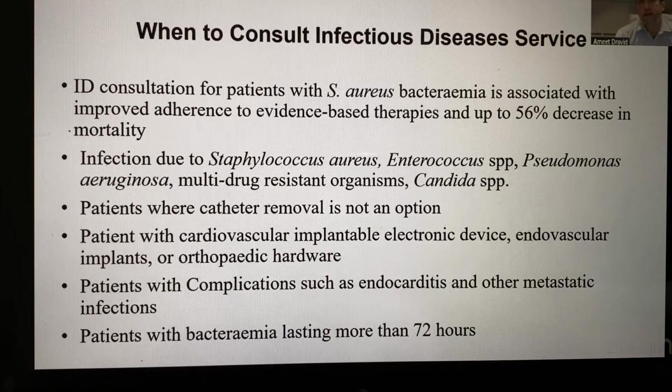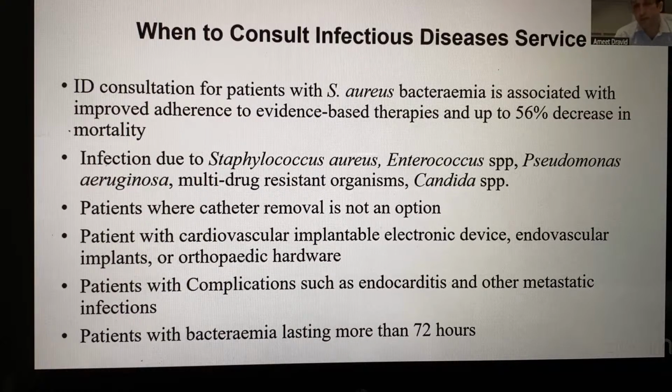And finally, when do you consult an infectious disease service? Remember, for Staph aureus bacteremia, consulting an infectious disease expert reduces the mortality by almost 56%. So if you have Staph aureus, Enterococcus, Pseudomonas or MDR pathogens or Candida species, do involve an ID guy.